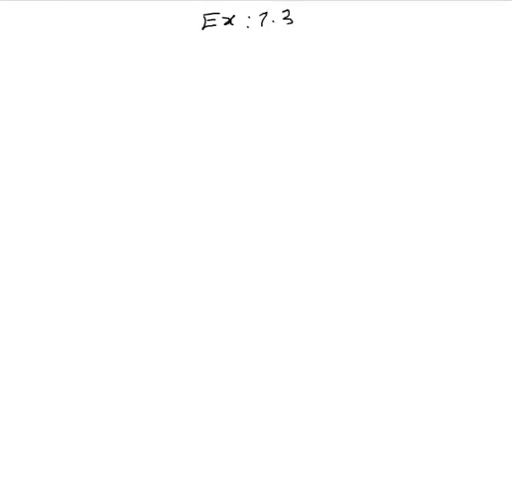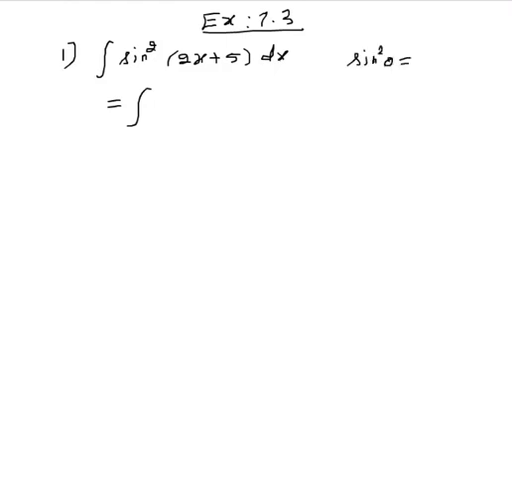Exercise 7.3, we will do the first question. It comes under this type. Integral sine square 2x plus 5. We know integral of sine x. We don't know how to integrate sine square function. We have to use the identity. Here 2 is an even power. We are using the formula sine square theta is equal to 1 minus cos 2 theta divided by 2.